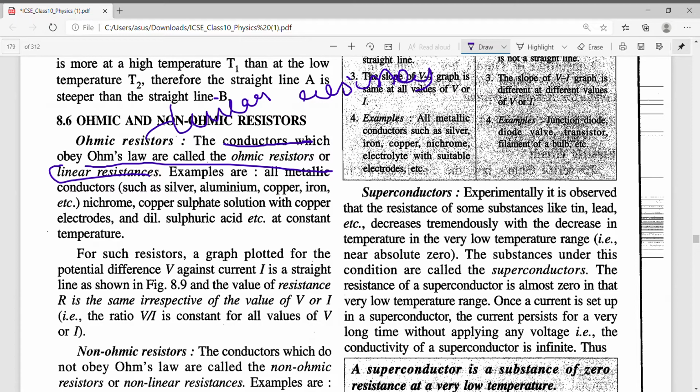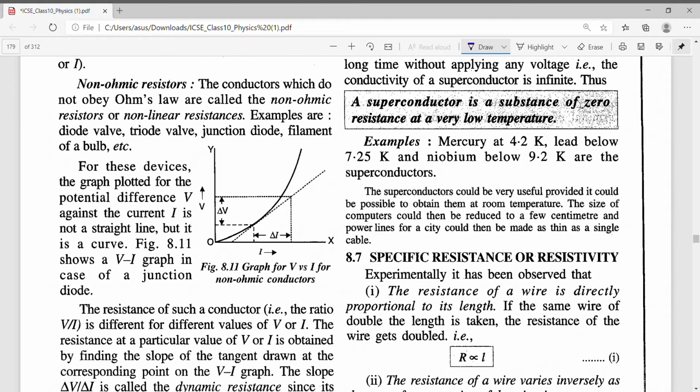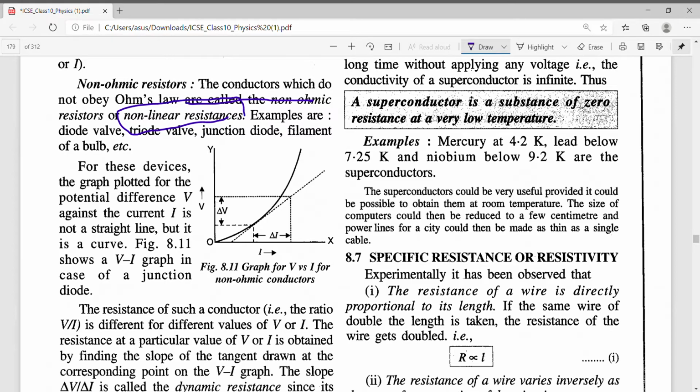Right? For such resistors, the graph plotted for the potential difference V against the current I is a straight line, and the value of resistance R is the same irrespective of the value of V or I. Right? That is, the ratio of V upon I remains constant. Now if we talk about non-ohmic resistors, the conductors which do not obey Ohm's law are called non-ohmic resistors or non-linear resistors. Right? So examples: the diode valve, triode valve, junction diode, filament of a bulb, etc. Right?